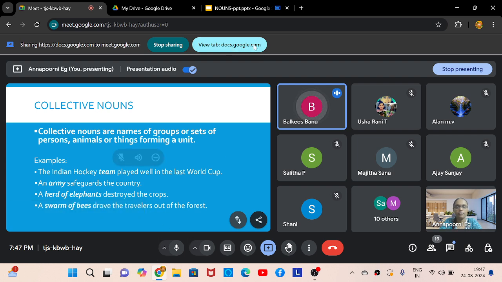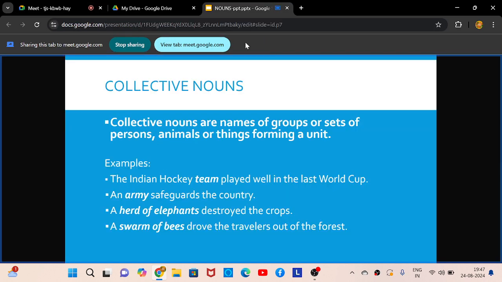The Indian hockey team played well in the last World Cup. An army safeguards the country. A herd of elephants destroyed the crops. A swarm of bees drove the travelers out of the forest.